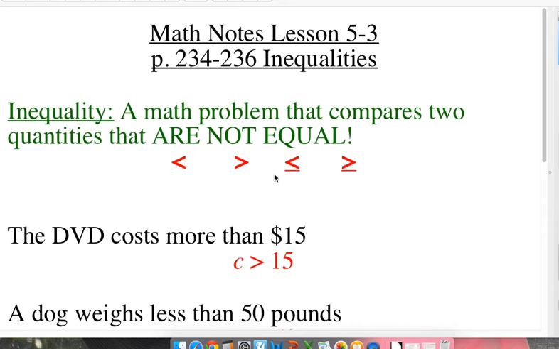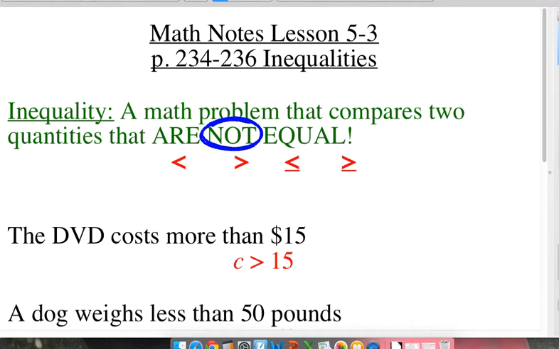Up until now, we spent a lot of time solving different kinds of equations, one-steppers and two-steppers and multi-steppers, and all of those equations had an equal sign in them. Well, starting today, we are going to be working with things that are called inequalities. And as you can see here in the green definition, an inequality is a math problem that compares two quantities, right, which means two amounts, that are not equal. So we're not going to be seeing equal signs today. We're going to be seeing inequality symbols.